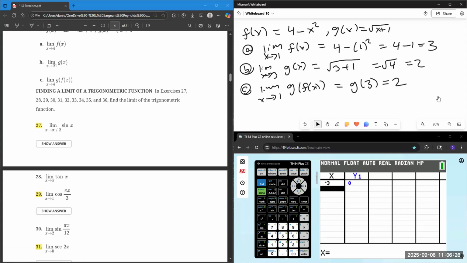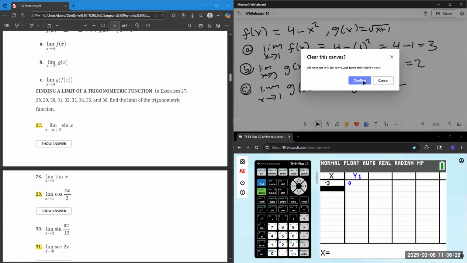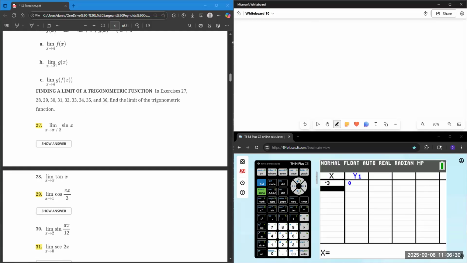Let's go ahead and look now at number 27. Limit as x approaches pi over 2 of sine x. So we're on the unit circle, approaching pi over 2 from below and above, the sine value is getting close to 1.